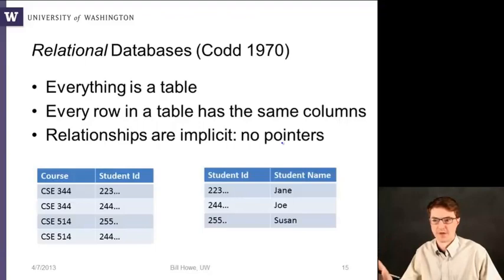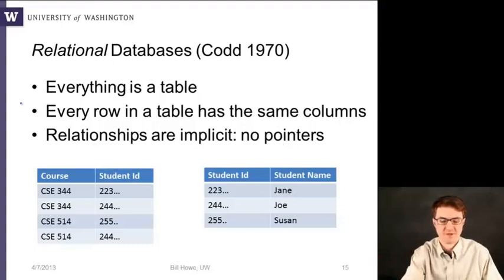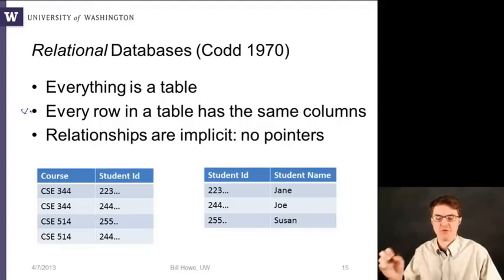Okay. So what is a relational database? Well, at the simplest level, everything is a relation, which is synonymous with a table, right? Everything's rows and columns. And this probably doesn't need to be made explicit, but let me do so. Every row in the table has exactly the same columns, the same number of columns, but they also have the same types.